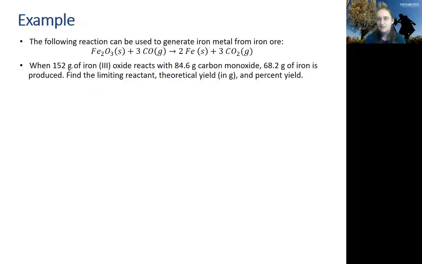Let's look at how we would calculate these values using the following example. Iron oxide can be reacted with carbon monoxide to produce iron metal and carbon dioxide. We're given a balanced chemical reaction and told that we have 152 grams of iron oxide, 84.6 grams of carbon monoxide, and we're also told that we have 68.2 grams of iron that is produced at the end of the day. And this is the actual yield.